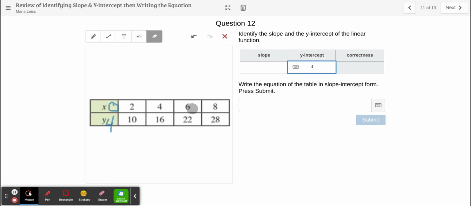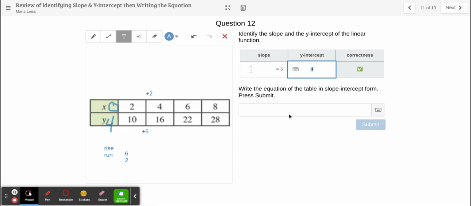Now to do your slope, go the other way. So this one's changing by a +2 on the x and a +6 on the y. I said -6, but we were going backwards. And remember, it has to be written rise over run. Our rise is then 6. Our run is 2. So our slope is going to be 6 over 2, which would be 3. So then let's write our equation. Y equals 3x plus 4.